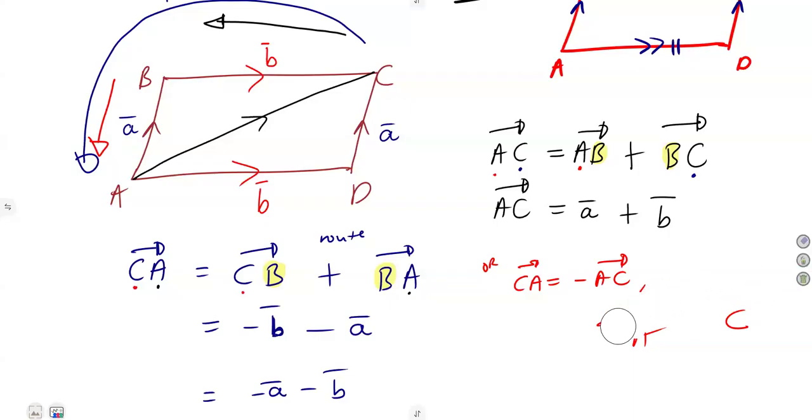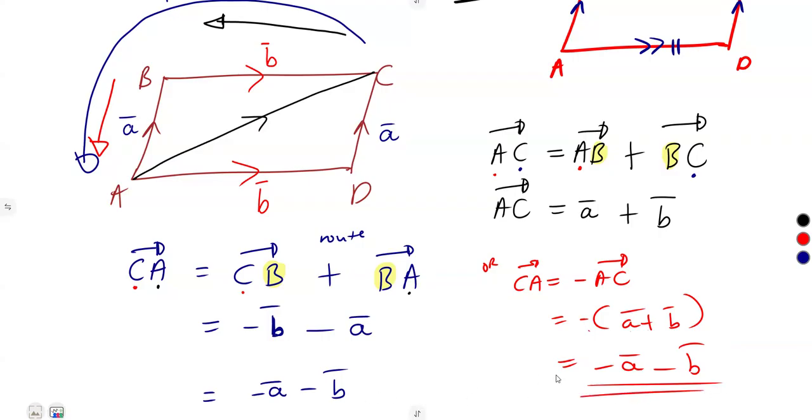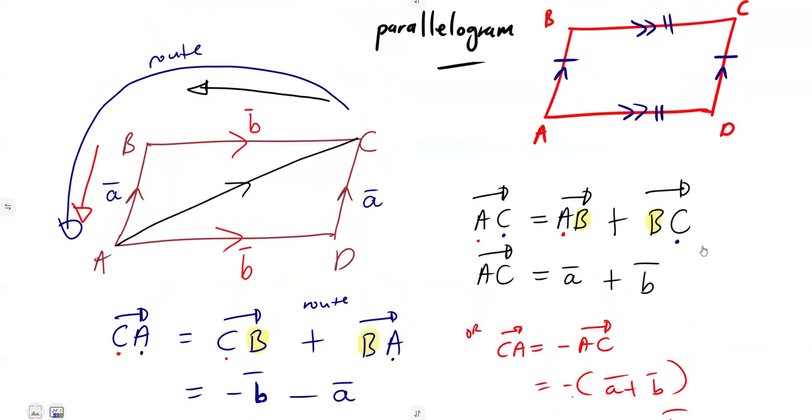So simply multiply that vector AC that you obtained by what? A negative. So you're going to obtain the same answer, negative times A, that's negative A, negative times B, that's negative B. So we can see it is the same answer as before. So that is the concept that you're going to have.